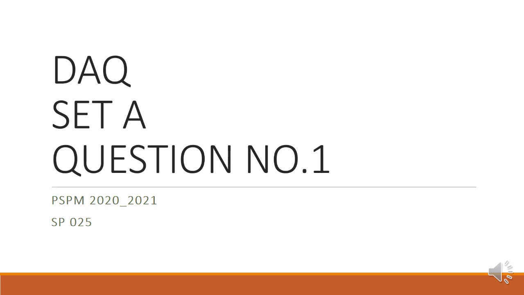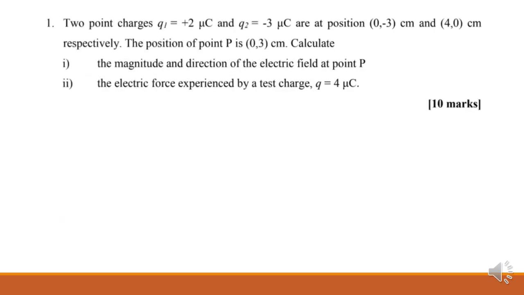We'll start with question number 1. Okay, this is question number 1. So let's read the question together. 2 point charges Q1 equals to positive 2 microcoulomb and Q2 equals to negative 3 microcoulomb are at position 0, negative 3 cm and 4, 0 cm respectively. The position of point P is 0, 3 cm.